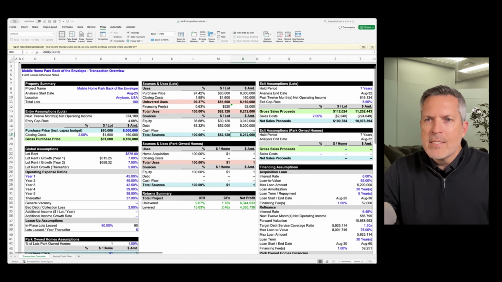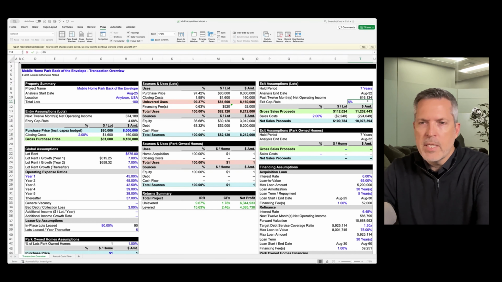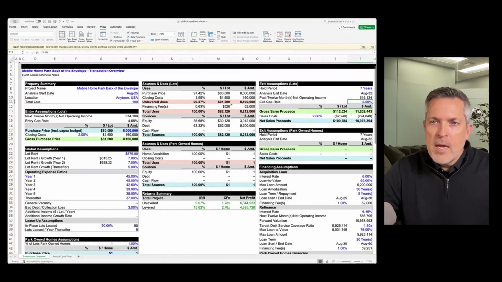All right, over to the exit assumptions. We're assuming we have a 7-year hold here, and here's the exit cap rate, 5.5. Might feel a little light, but for a 100 pad park in a decent market, if there's some room in the lot rents, we're seeing that. Okay, maybe it's 6 to be conservative, right? Maybe that's aggressive. Maybe that's conservative. This is part of the art of underwriting.